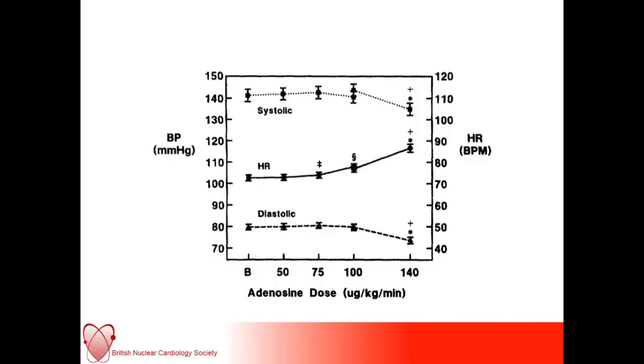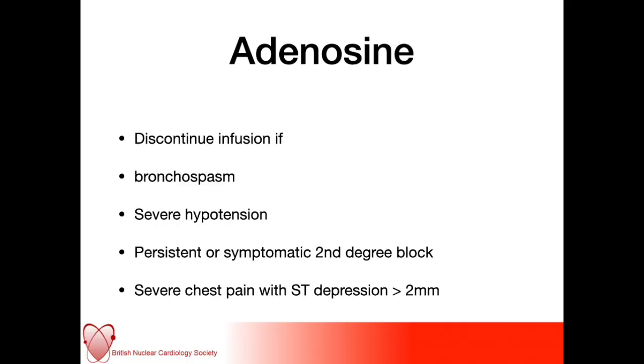When we give adenosine, and the usual regime is 140 micrograms per kilogram per minute for 6 minutes, the changes in heart rate and systolic and diastolic blood pressure are modest, such that it can be hard to tell if the patient has been adequately stressed. If there are symptoms, then you might also assume that they've been stressed. Adenosine is tolerated very well on the whole, but you might want to stop if the patient suffers from bronchospasm, severe hypertension, as I say, symptomatic heart block, or again, if they do develop severe chest pain with ST depression.